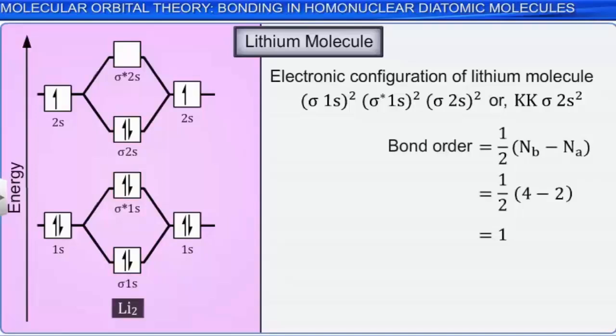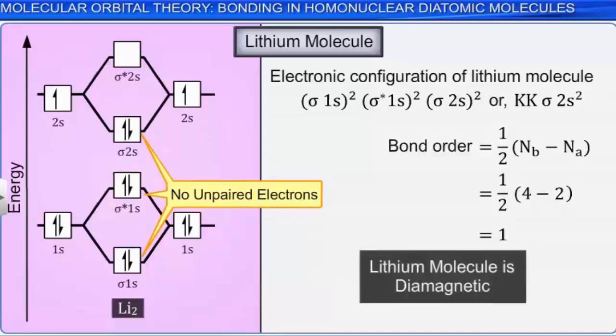From the bond order, it is clear that lithium is a stable molecule, and as no unpaired electron is present in its molecular orbitals, it is diamagnetic in nature. This diamagnetic lithium molecule is found to exist in the vapor state.